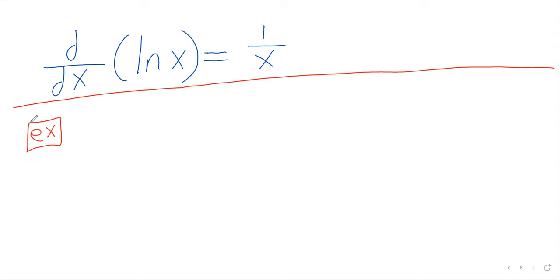Again, I don't want us to forget about the product rule or the quotient rule just because we've moved on to other things for now. So let f of x be x times the natural logarithm of x, and let's differentiate this thing. We've got one function times another, so this is going to be a product rule situation.